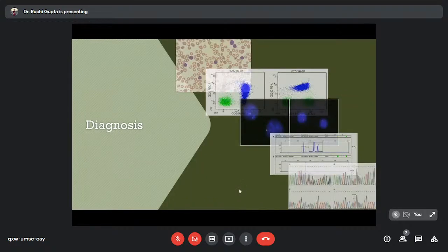So, with that, I am done with this part. People who have slept off can please get up, and we can move on to a little more interesting part of the disease, that is the diagnostic aspects.